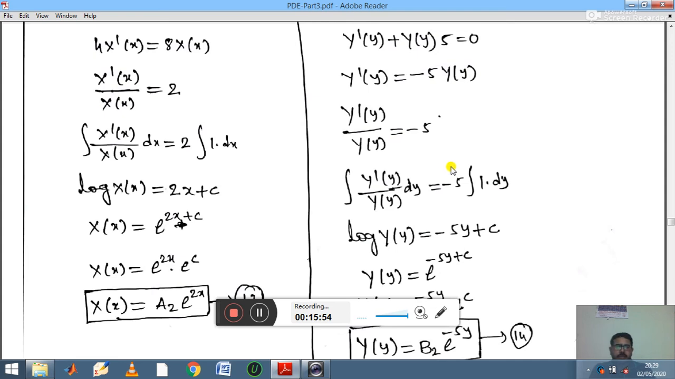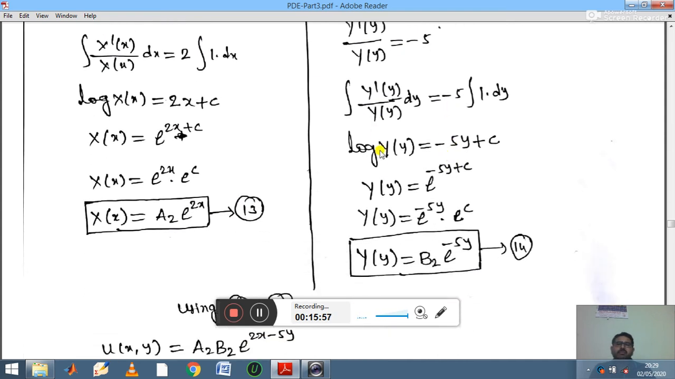Integrate on both sides with respect to y, therefore you are getting log Y(y) equals minus 5y plus c. So send this log to the RHS side. Y(y) equals e power minus 5y plus c. Split this exponential function. In place of e power c, use notation b2. Therefore Y(y) equals b2 into e power minus 5y, which is your equation 14.